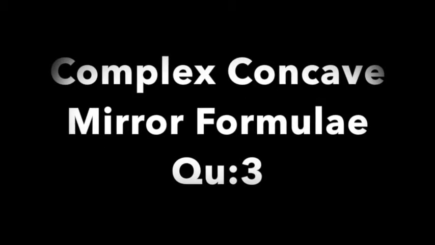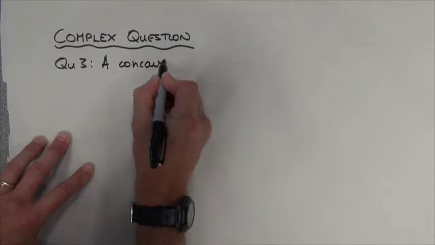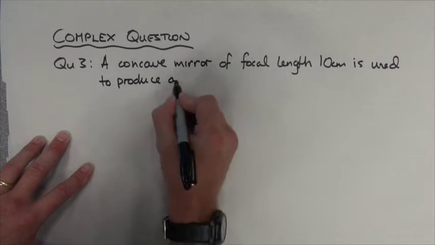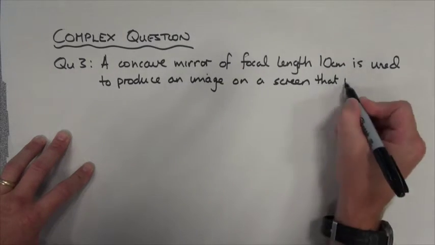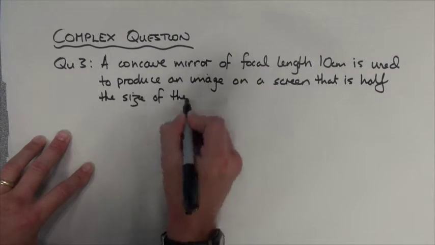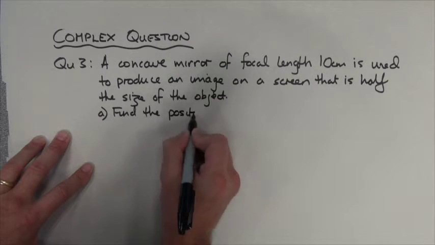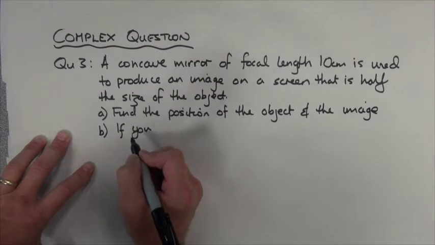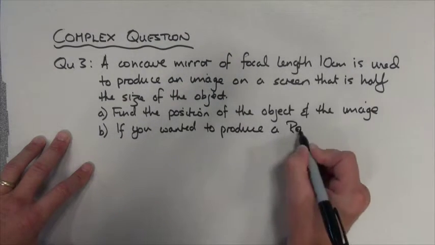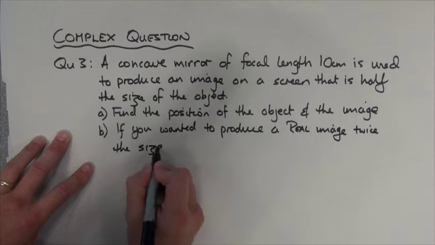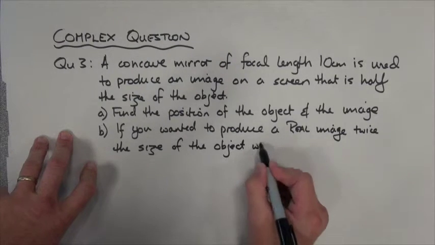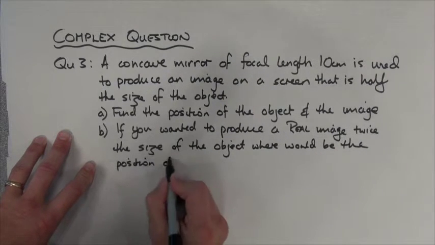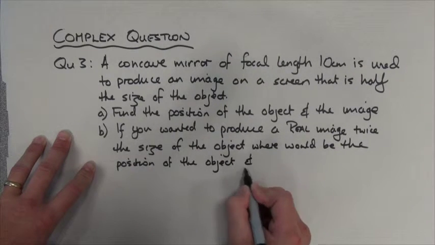In this video, we're going to be looking at concave mirror formulae, but in a complex version. So, here is our scenario. We've got a concave mirror of focal length 10 centimeters, used to produce an image on a screen that is half the size of the object. We've got to find the position of the object and the image. And finally, in B, if you wanted to produce a real image twice the size of the object, where would you place the object and where would the image end up being?